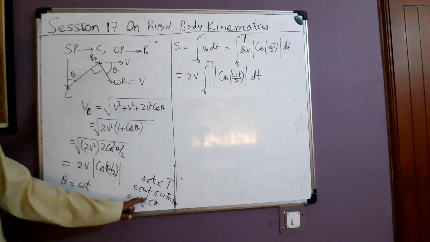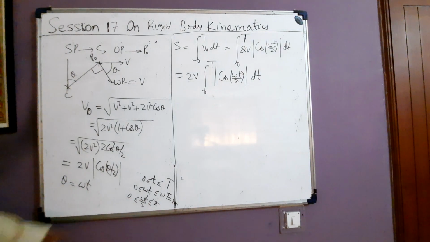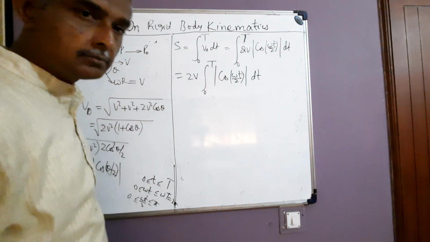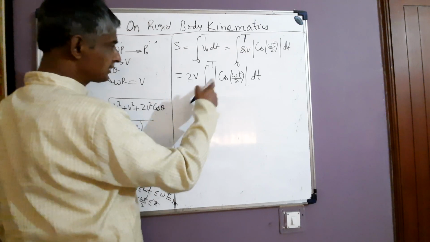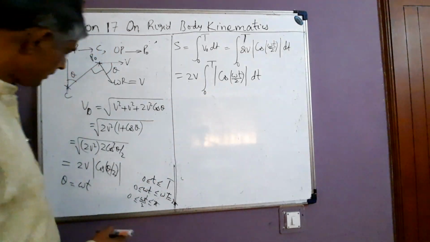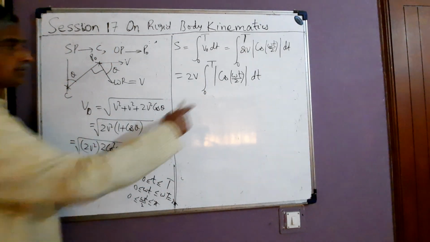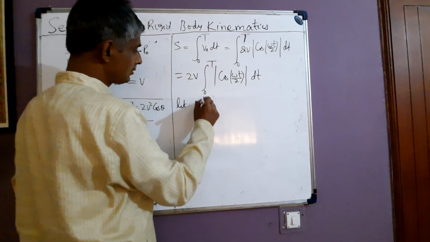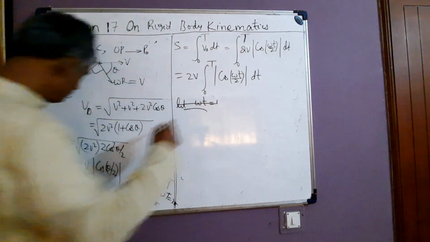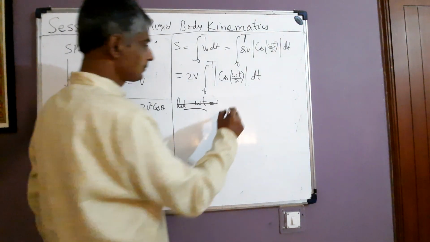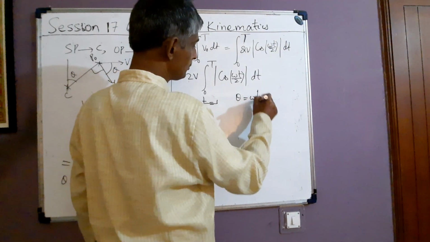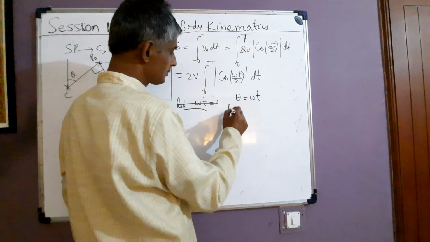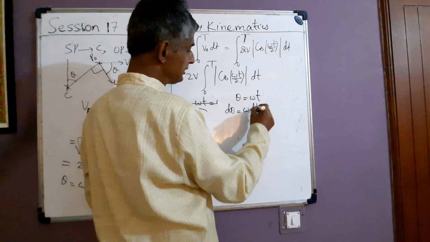Now I have seen that omega t by 2 varies from 0 to pi. In 0 to pi, cos changes sign. So what I do, I will break this integral into two parts. Okay. I will replace omega t by theta. So let omega t equal theta, already we know theta is omega t. So d theta is equal to omega dt. Omega is constant.